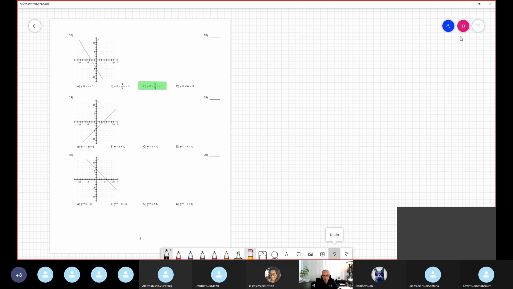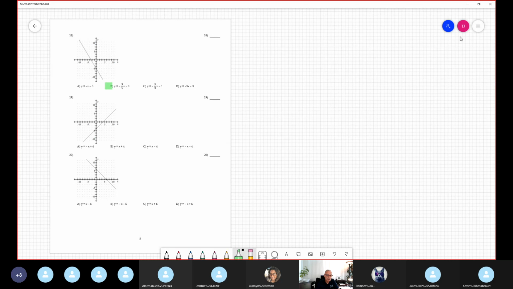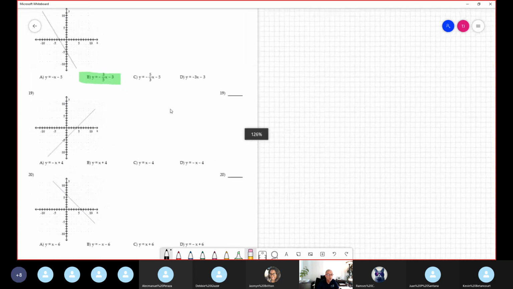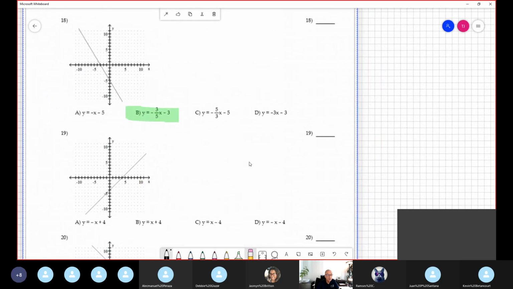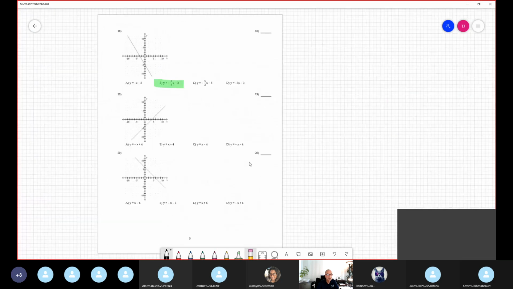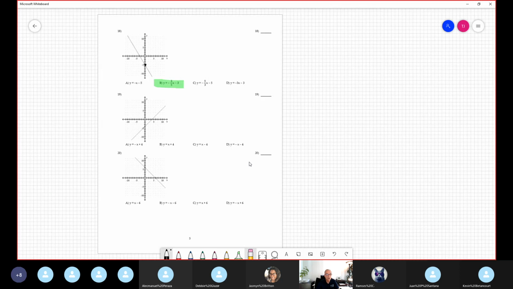Okay, so what do you consider, Angelina Jiménez? She says it's B. Okay, let's check it. Now I can see this. Let me zoom to see more clearly. Okay, this is -5. The y-intercept is -5. Ah, no, so it's wrong. It's impossible to be this.